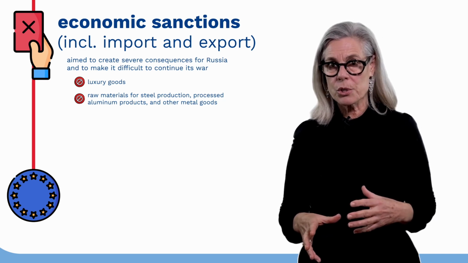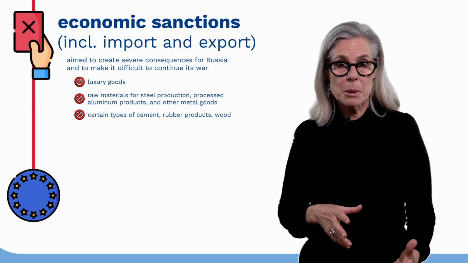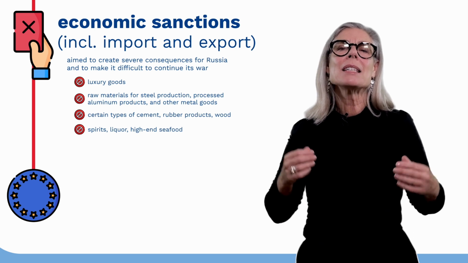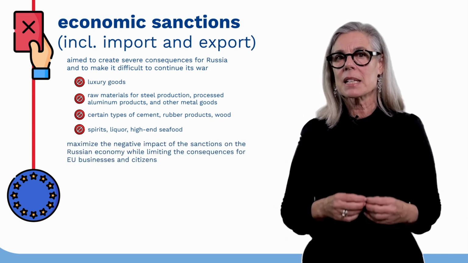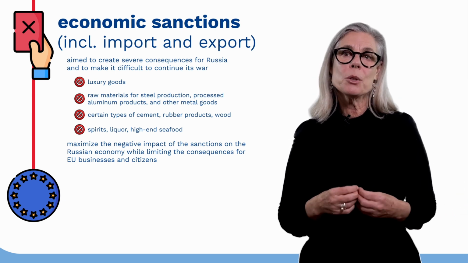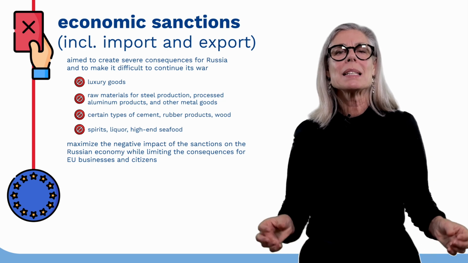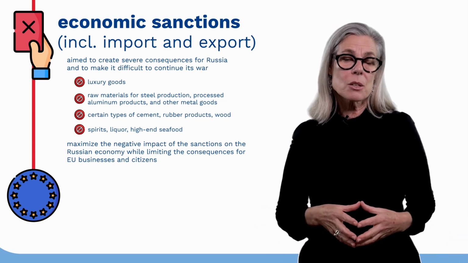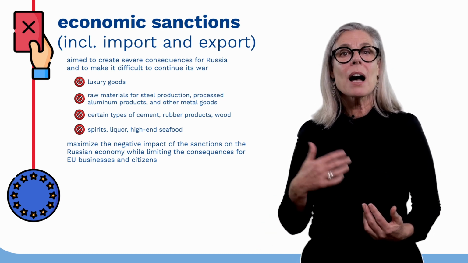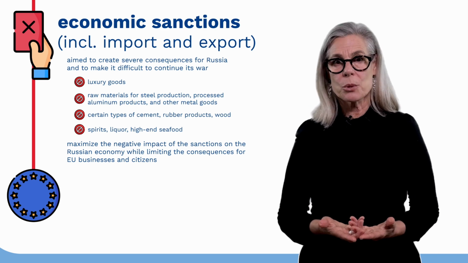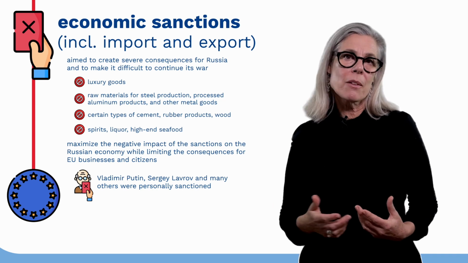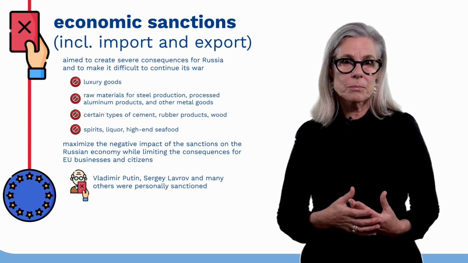products and other metal goods, certain types of cement, rubber products, wood, spirits, liquor, high-end seafood, is designed to maximise the negative impact of the sanctions on the Russian economy, while limiting the consequences for EU businesses and citizens, as well as limiting the unintended consequences on the Russian population. Aside from the economic sanctions, certain high-ranking or politically relevant individuals, such as Vladimir Putin, the Foreign Minister Sergei Lavrov, and many others were also personally sanctioned.